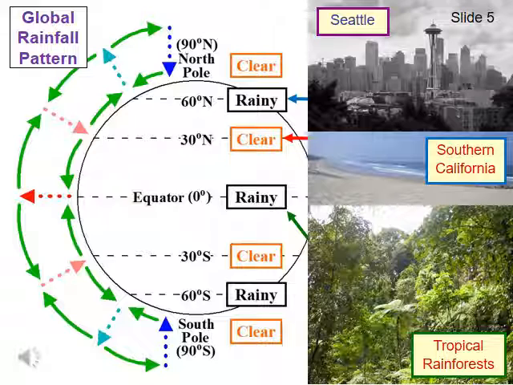To help remember this, think of Southern California and Seattle. Los Angeles is close to 30 degrees south, so we typically have clear skies. Seattle is the closest big city to 60 degrees north along the west coast of the United States, and is known for its gray skies and rain.